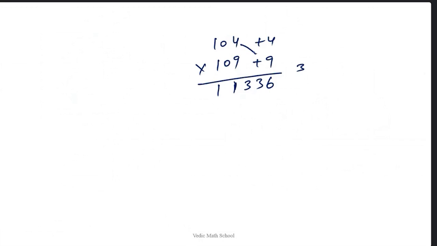This is why: adding this number is 113, and multiplying by 10 is actually 1130, and this 3 is going to be added, so this will become 1133, and 6 is already there. So the final answer is 11336. Now this is 3-digit multiplication, and still you can do it very easily, right? Now, let's take 4-digit multiplication.